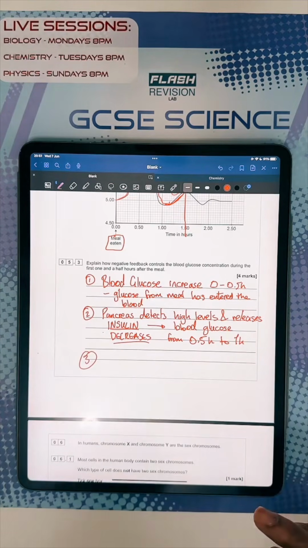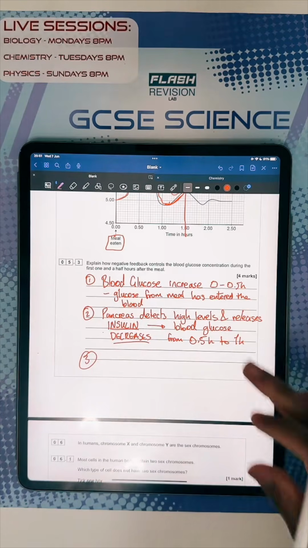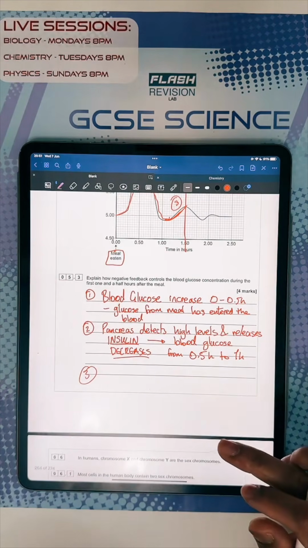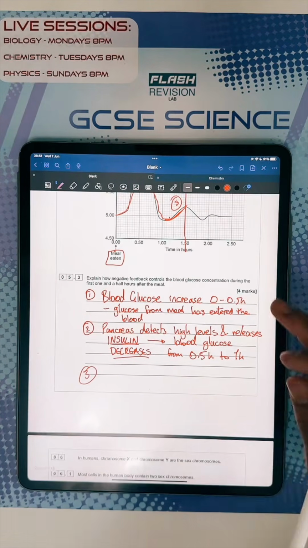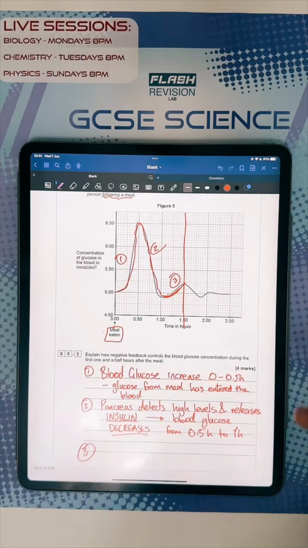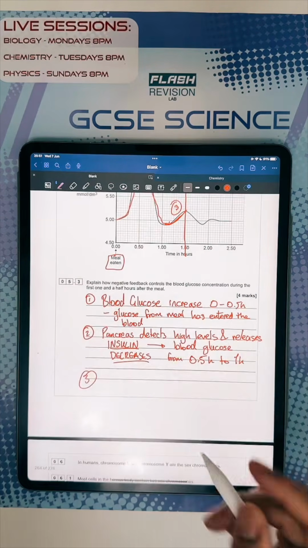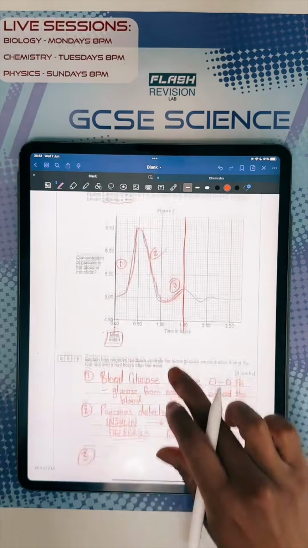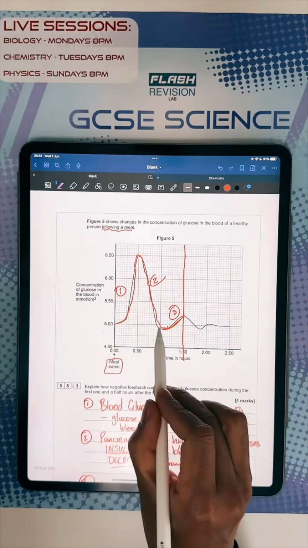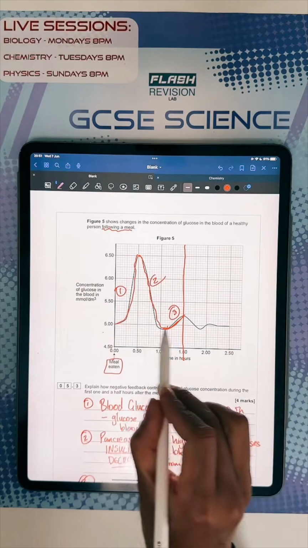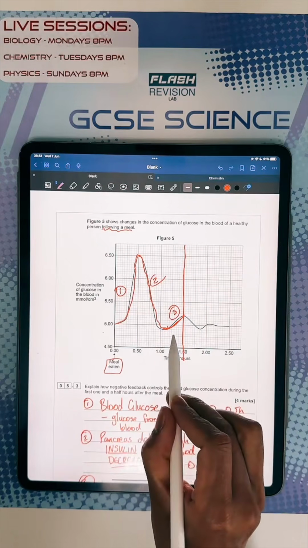Then we've got our final bit. Yep. So we talked about the insulin. So what's that last bit going to be? Why is it going back up again? Yep. So that's when you start talking about glucagon. Well done. So now this must be the normal level. 5 is probably the normal level, isn't it? That's what it's trying to keep it at. So now it's gone below 5.